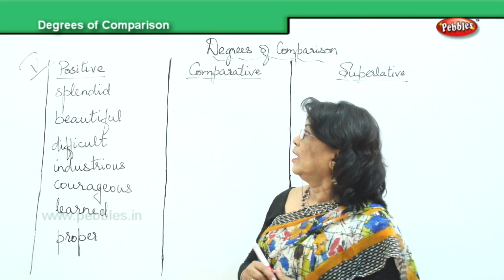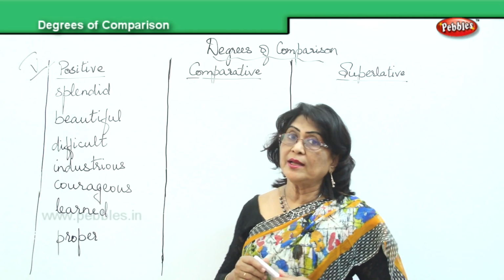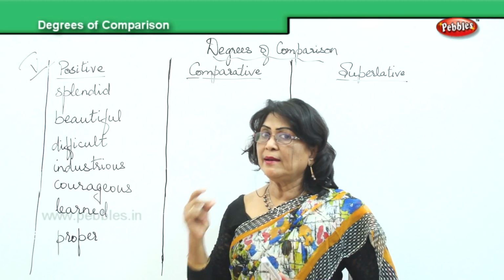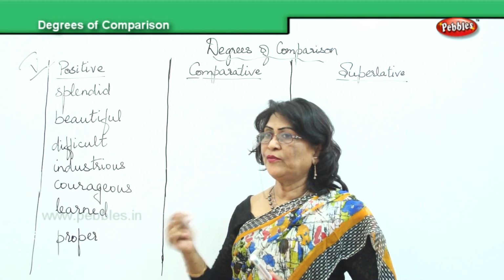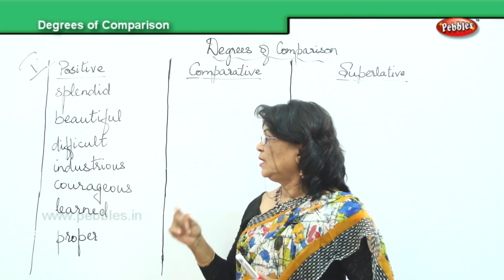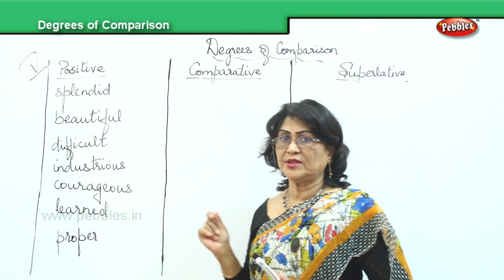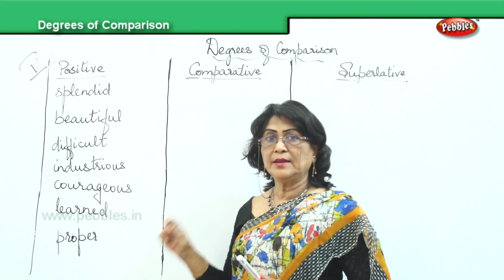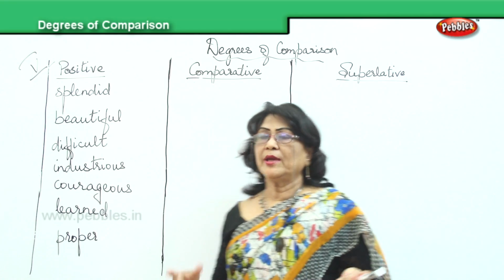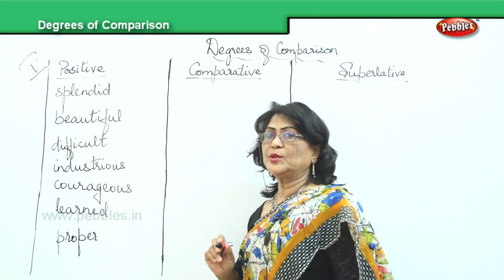Now let's see how to make these words into comparative and superlative. What did I say? These are all words of two or more syllables. Splendid, beautiful, this is 3 syllables. Difficult, industrious, 4 syllables. Courageous, 4 syllables. Learned, proper, 2 syllables, these two. Okay, now let's see how to make splendid into a comparative and a superlative.